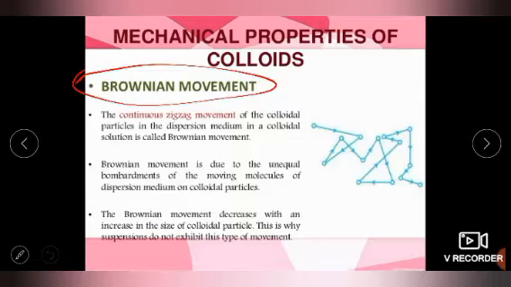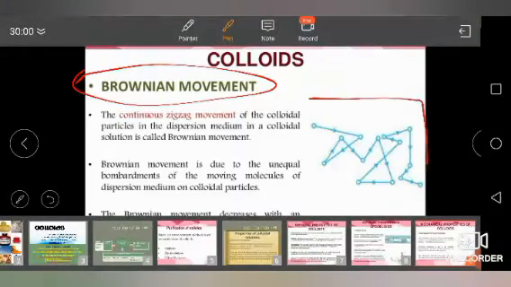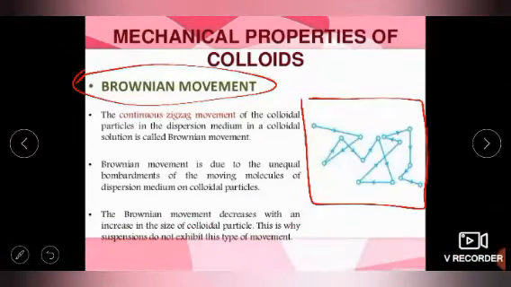Brownian movement is an example of mechanical properties, where the colloidal particles are a little bigger than those in a true solution. They are not visible, but they are randomly moving very fast in the solution. This zigzag motion of colloidal particles is known as Brownian movement. The continuous zigzag movement of the colloidal particles in the dispersion medium in a colloidal solution is called Brownian movement.